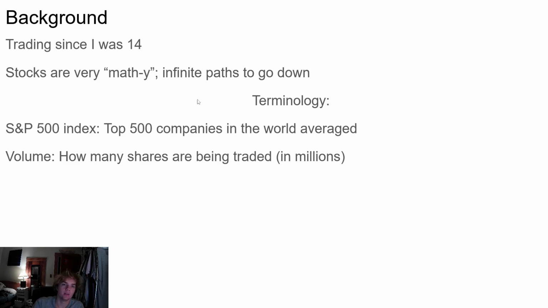So volume, basically how many shares are being traded in a given time period. It's an indicator of how much people care about the stock, good or bad. If a stock is in the news, it's probably going to have high volume. If it's something like Blockbuster Video, it's probably going to have low volume. It's just a measure of how much the stock is being traded.